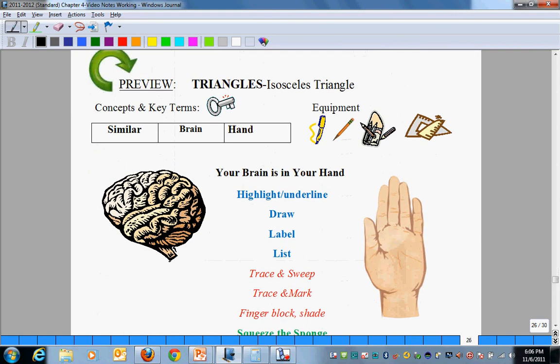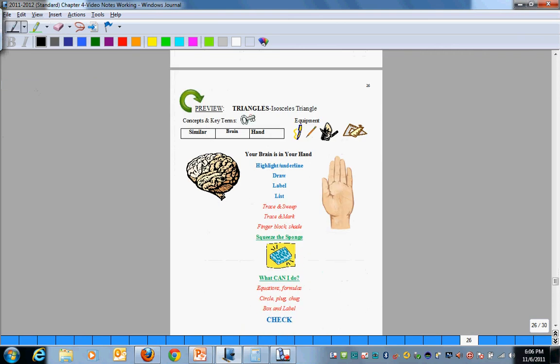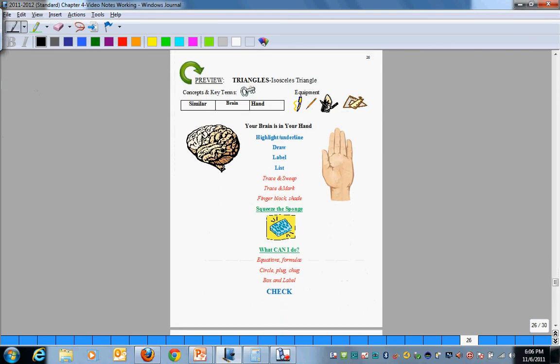We're going to do some practical applications now of similarity. Practical applications of similarity. As we solve word problems, you want to use what's called brain and hand techniques. That's physically interacting, pencil on paper. You want to do things like highlighting and underlining, drawing, labeling, making lists. Tracing and sweeping angles, tracing and marking, either parallel and perpendicular, finger blocking and shading to compare measurements.